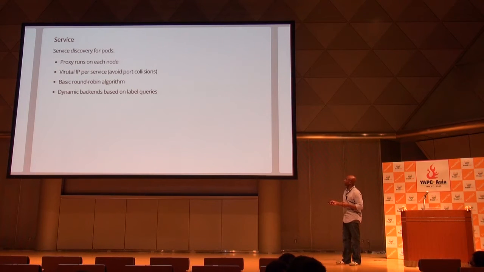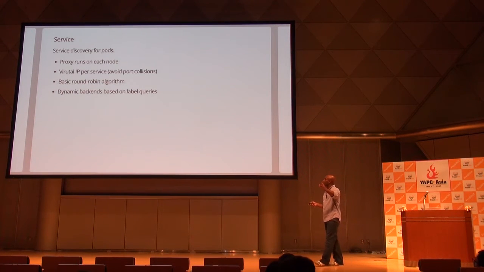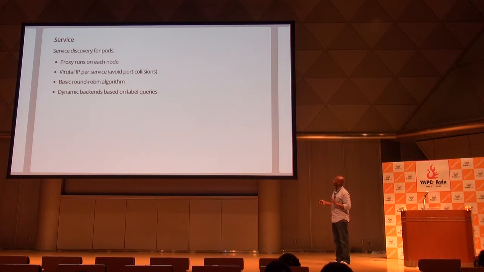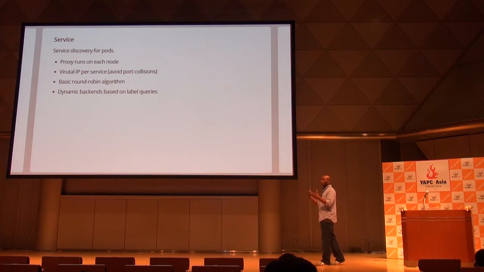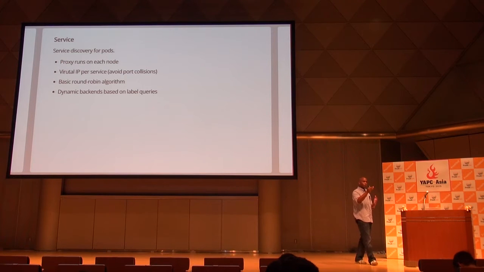The next thing is a service. So a service basically is a proxy that runs on every node that watches the Kubernetes API, and it looks for a cluster configuration. And when it finds it, it creates a virtual IP for each service. So a service maps to one or more pods, right? By default, we get basic round robining, and we get dynamic backends based on labels. So as the pods show up, we get new labels on those pods, and we can find them in the system, and then our service will load balance across them.